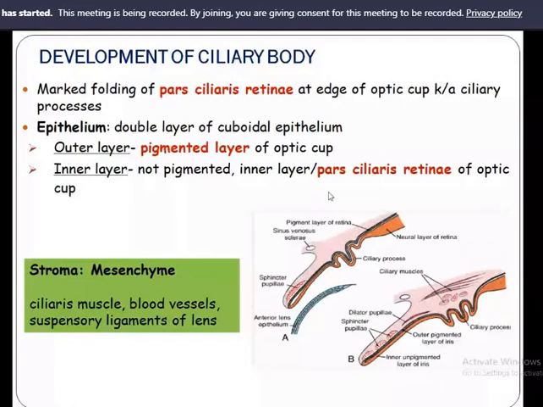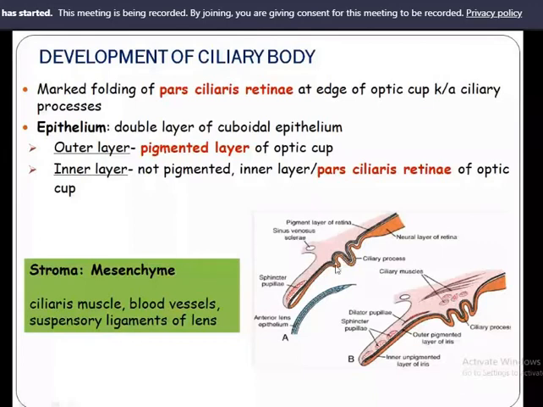Now first, you can see the pars ciliaris retina, which is the inner layer of the optic cup, the anterior 1/5 of the inner layer of the optic cup. Those will form the ciliary processes. Next is the epithelium or outer layer, which is known as the pigmented layer of the optic cup. This one will form the outer layer, and the inner layer of the optic cup will form the ciliary process.